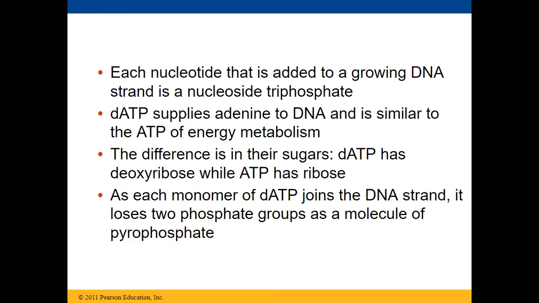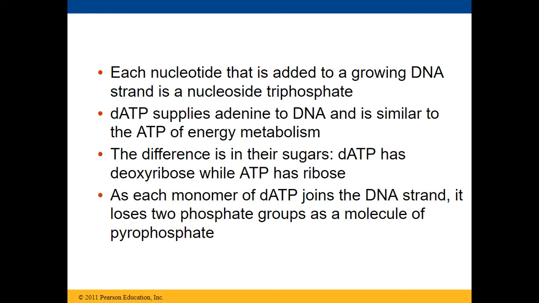The rate of elongation is about 500 nucleotides per second in bacteria, but only 50 nucleotides per second in human cells. But remember that human cells can have multiple points of replication starting at the same time. Each nucleotide that is added to the growing DNA strand is a nucleoside triphosphate, or dATP. It supplies the energy to DNA and is similar to ATP, the energy of metabolism. The difference is the sugars.